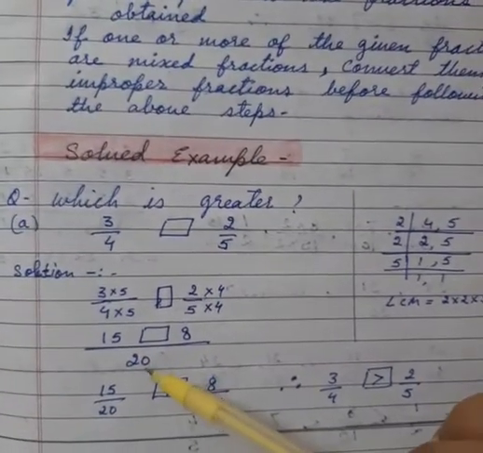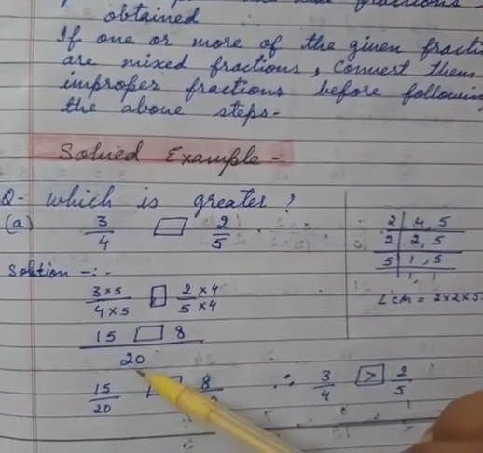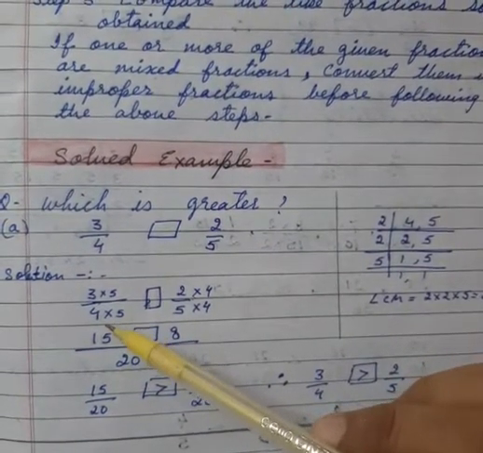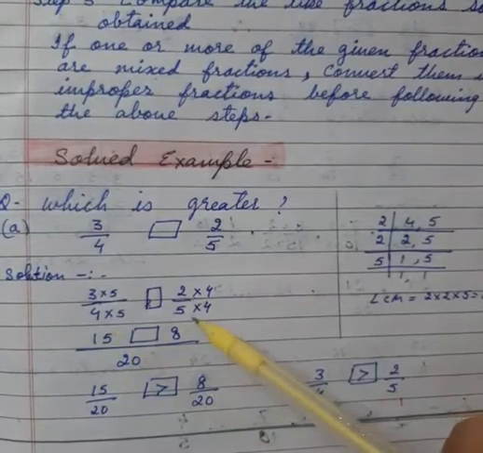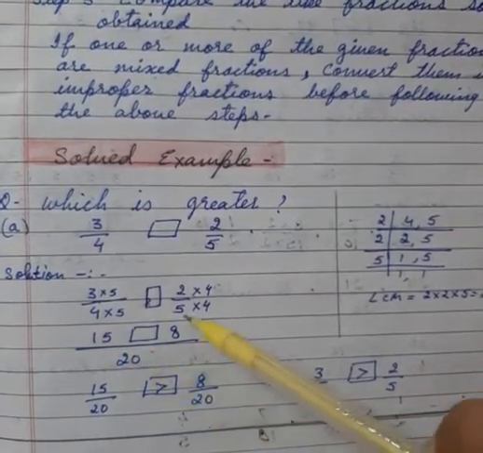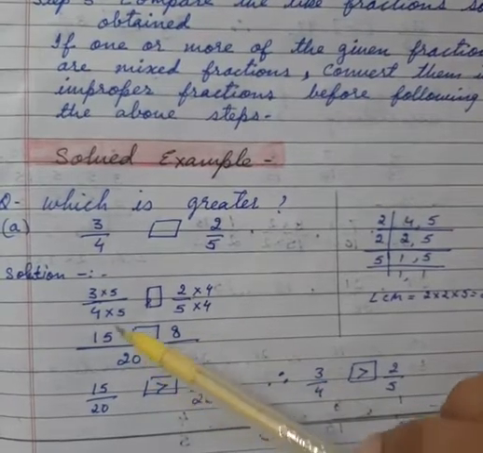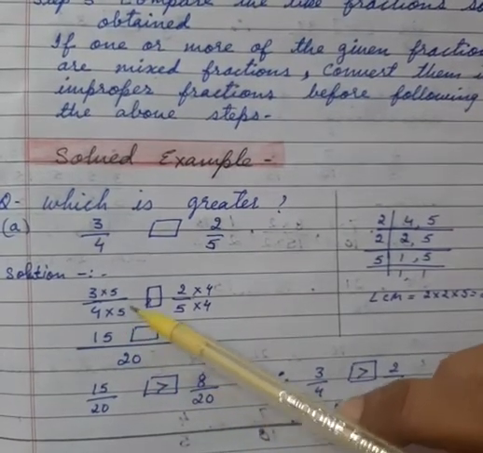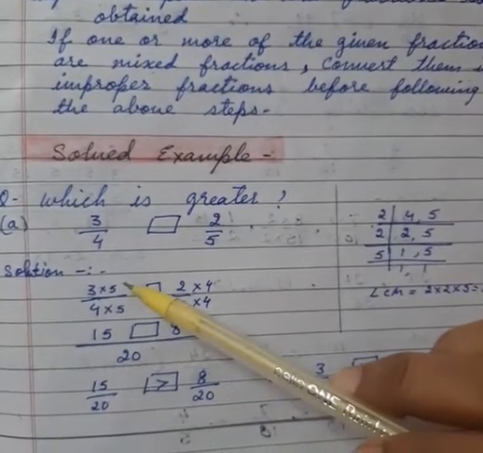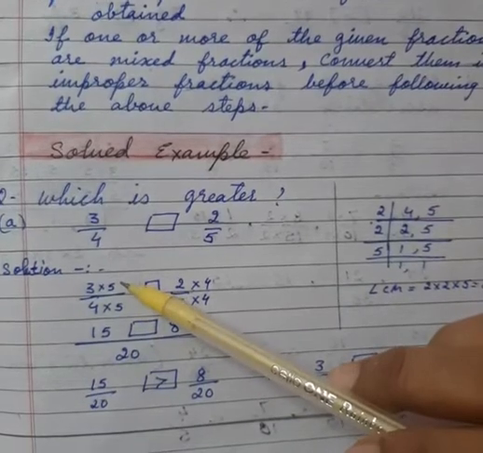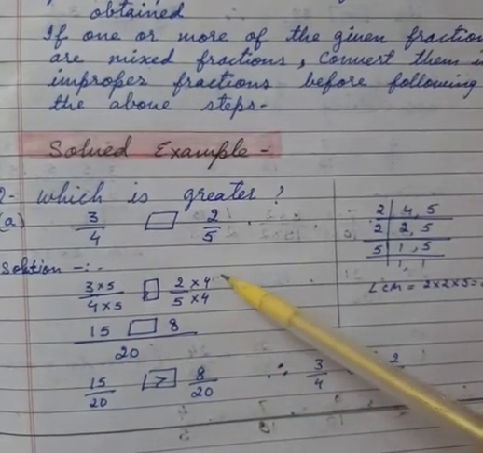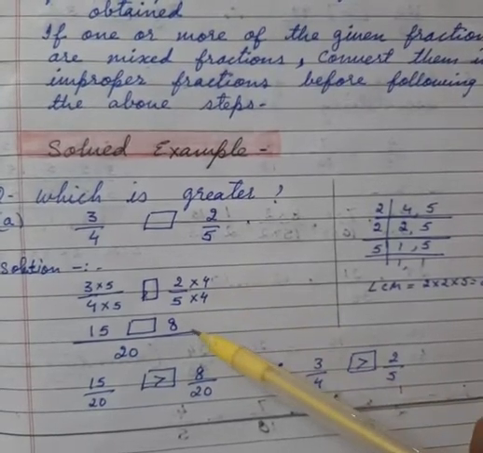Now this 20 comes as the denominator and we have to make the like fractions or the equivalent fractions of the two fractions given to us. Now as you can see, 4 5s are 20 and 5 4s are also 20. And to make the equivalent fractions, we have to multiply with the same number in the numerator as well. So the 5 will be multiplied with 3 and we get 15. In the second case, 4 will be multiplied with the numerator and we get 8.